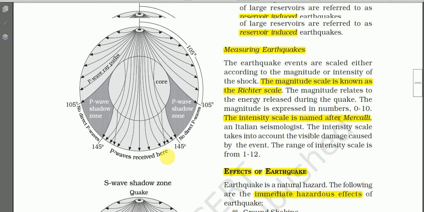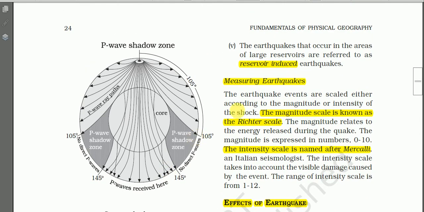And next we have the last type of earthquake, that is the reservoir induced earthquakes. See, the earthquakes that occur in the areas of large reservoirs are referred to as reservoir induced earthquakes. So these occur mainly in the dam sites.